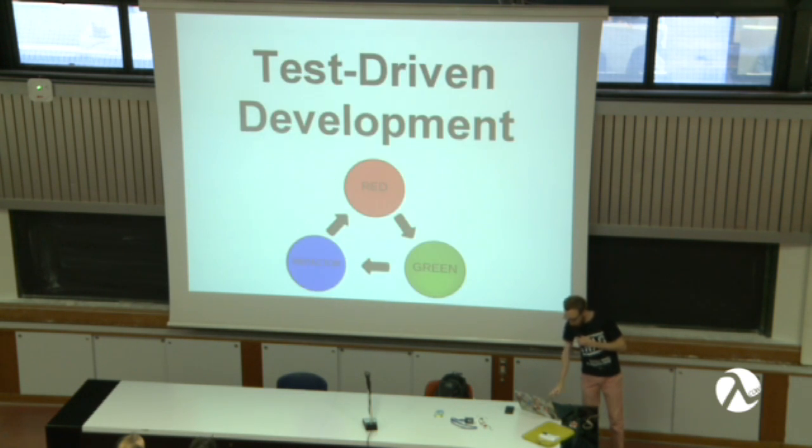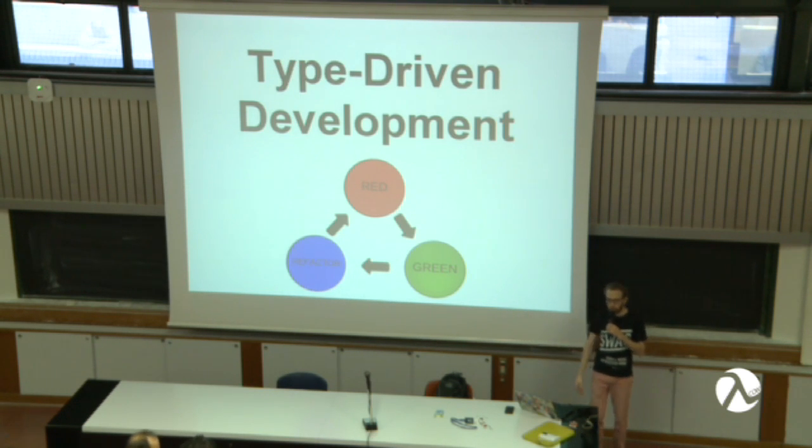So if we look at the diagram of test-driven development, red-green-refactor, we can see that we can apply it to type-driven development. Instead of having failing tests, we have code which doesn't compile. Then we make it compile, and after that we can refactor, and if it compiles, there is a good chance that it's correct.